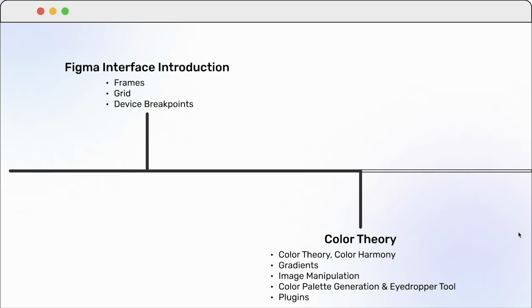In this section, we will learn about color theory and color harmony, and we will see how to create the gradient. And after that, we will learn image manipulation in Figma. We will also see how to create the color palette for the projects and how to use the EyeDropper tool. And at last, we will see how to use the plugins.